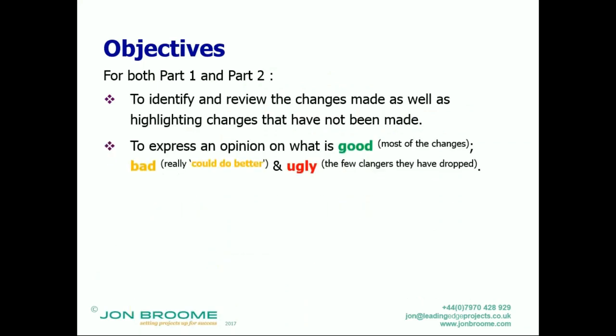What are the objectives of this? For both parts 1 and 2, to identify and review the changes made from NEC3, the 3rd edition of the family of contracts, to the 4th, as well as highlighting changes that have not been made. So changes that others would perhaps like to have seen, and to express an opinion. So this is an opinionated piece, as anybody who knows me probably knows me as being fairly opinionated on what is good, and that's most of the changes.